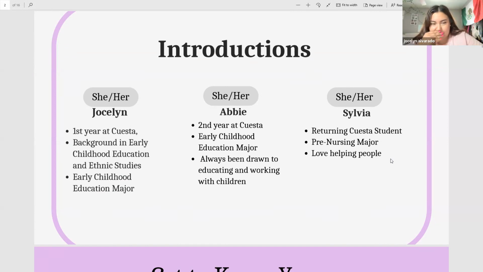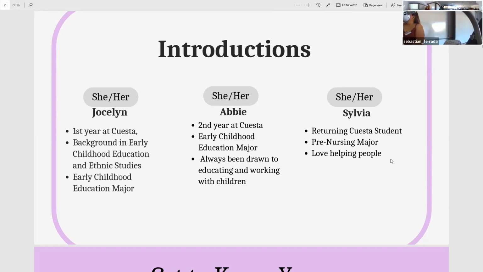Okay, go ahead. Okay. My name is Jocelyn. I go by she, her pronouns. This is my first year at Cuesta. I have a background in early childhood education and in ethnic studies. I did a lot of activism work last year in my community and at school. I'm an early childhood education major. I'm interested in working with preschool children and being a preschool teacher.